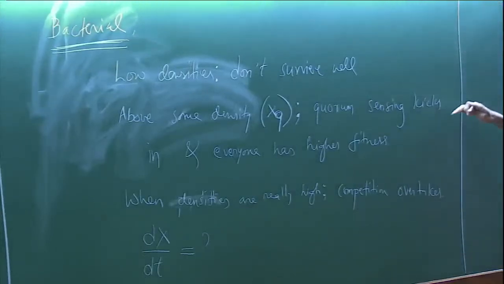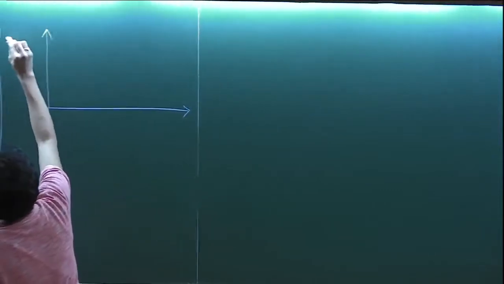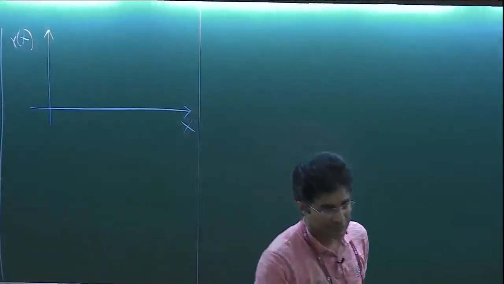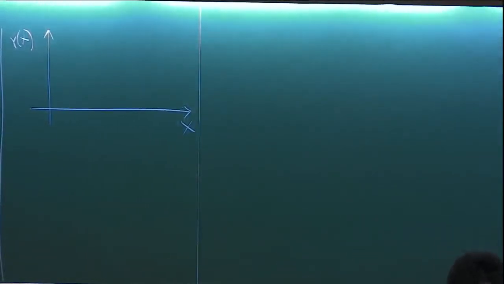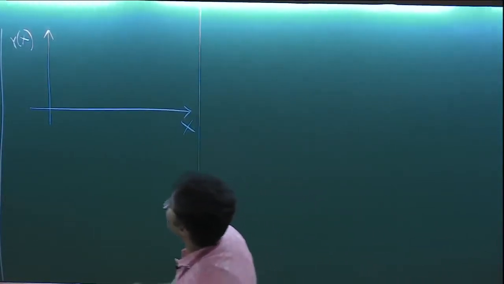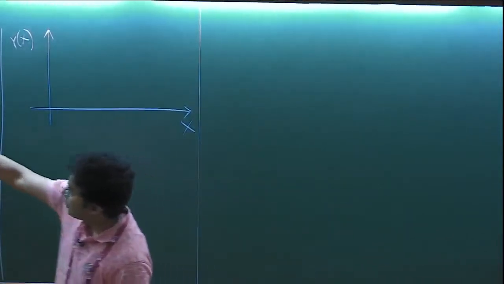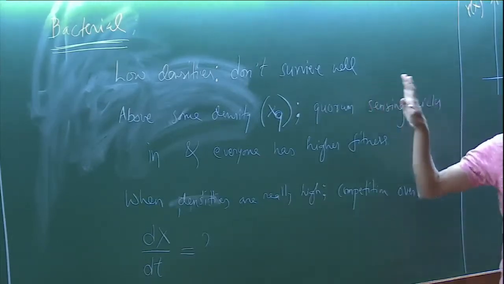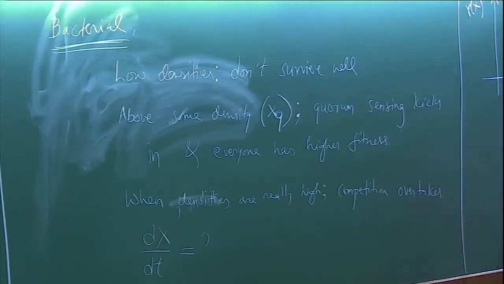So let us try to translate this into a graph. As we discussed even before you started, we are looking at R of X, which is basically per capita growth rate, which measures the probability of an individual surviving and reproducing. And how is that changing with X? So at low densities, I said they don't survive well, and there are two interpretations that all of you have come up with for this statement. They don't survive well can be interpreted to mean their birth rates are small, but still better than death rates. That's one possible interpretation.